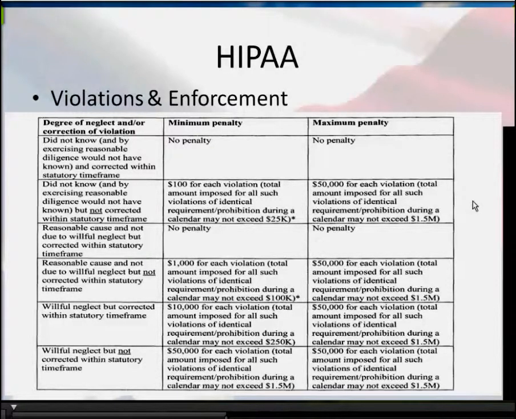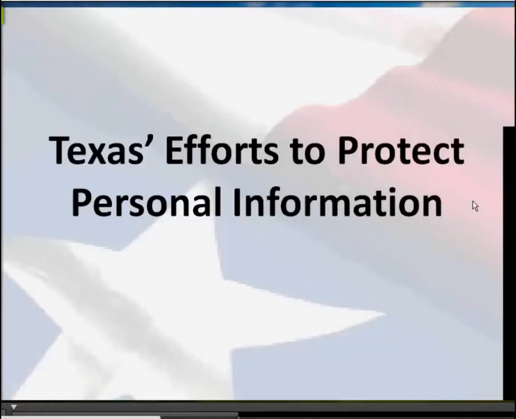If the staff did not know about the breach and is doing due diligence, but did not make any attempts to correct the breach within a reasonable time, it can go from minimum penalties of $100 to $25,000 and maximum of $50,000 up to $1.5 million. If we look down at the bottom, if there's willful neglect and it's not corrected within the reasonable time frame, we're looking at $50,000 up to $1.5 million.